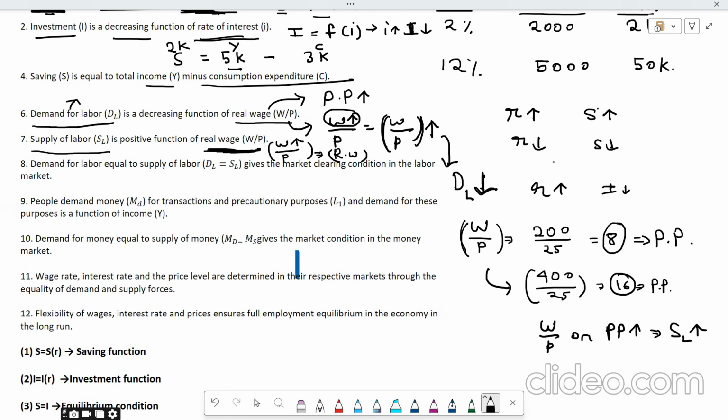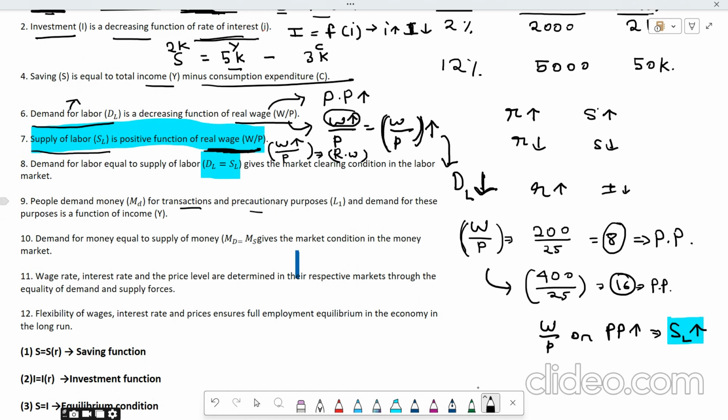The supply of labor is also rising. The producer and the laborers are ready for working more, or the laborers are making themselves available to the market. So as the purchasing power or real wage rises, the supply of labor is also rising. So supply of labor is a positive function. Why positive function? As the real wage rises, the supply of labor is also rising. Demand for labor equal to supply of labor, this variable 8, we will see in the next segment.